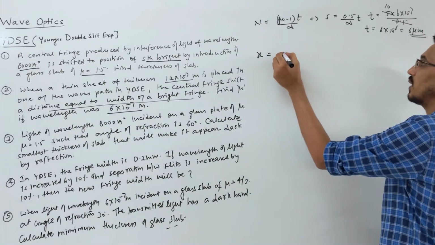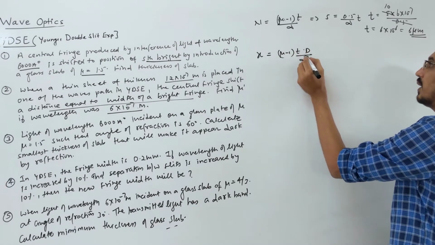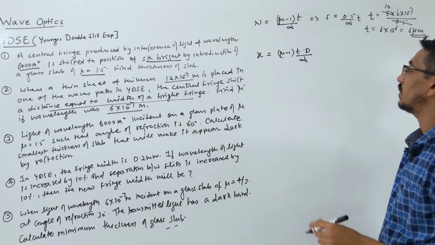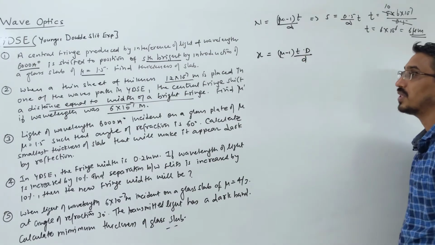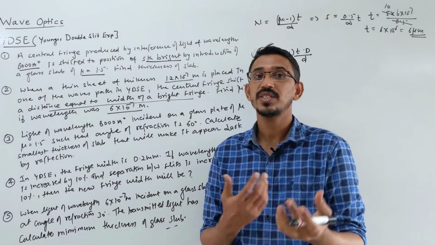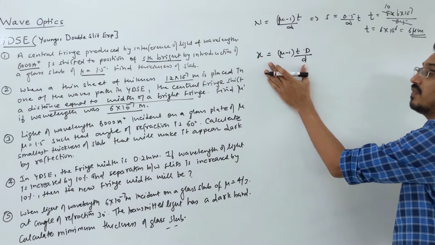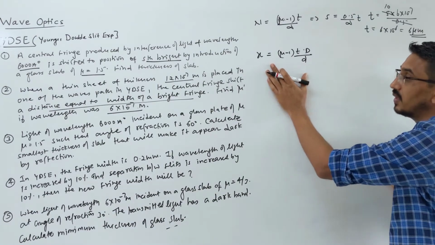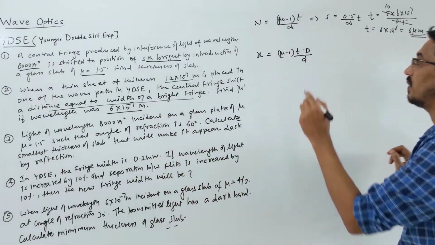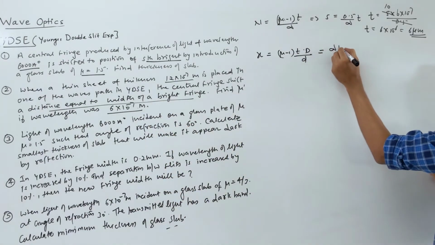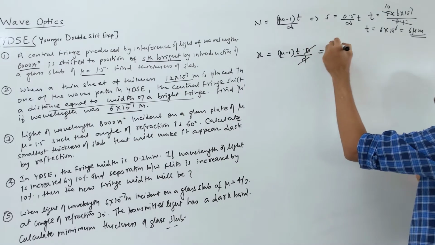So you know the formula was (mu minus 1) into t D by lambda... sorry, I wrote it a little wrong here, it is by d. This is the amount by which the central fringe will shift, correct? And they said this was given equal to the fringe width. The amount by which the central fringe shifts is equal to the width of a bright fringe. What is fringe width? Lambda D by d. Correct? Okay, D gets cancelled, d gets cancelled.